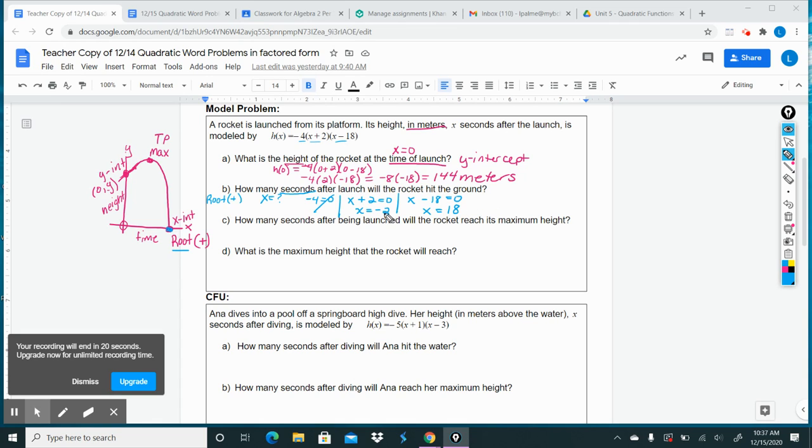Okay, so now we need the positive value because we can't be -2 seconds after it was launched. So we are going to disregard that one. So the rocket will hit the ground after 18 seconds.